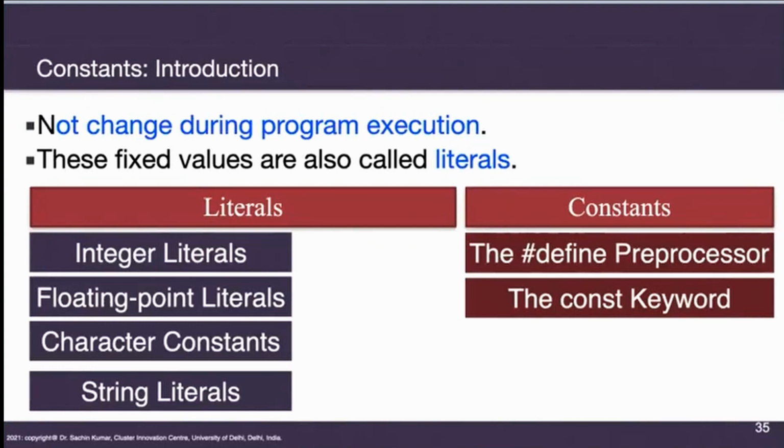So basically we have constants, which are of two types. One is called literals, and the other is called constants. Both of these classifications mean that they will not change throughout the duration or life cycle of the program. So they have fixed values. We have literals and we have constants.